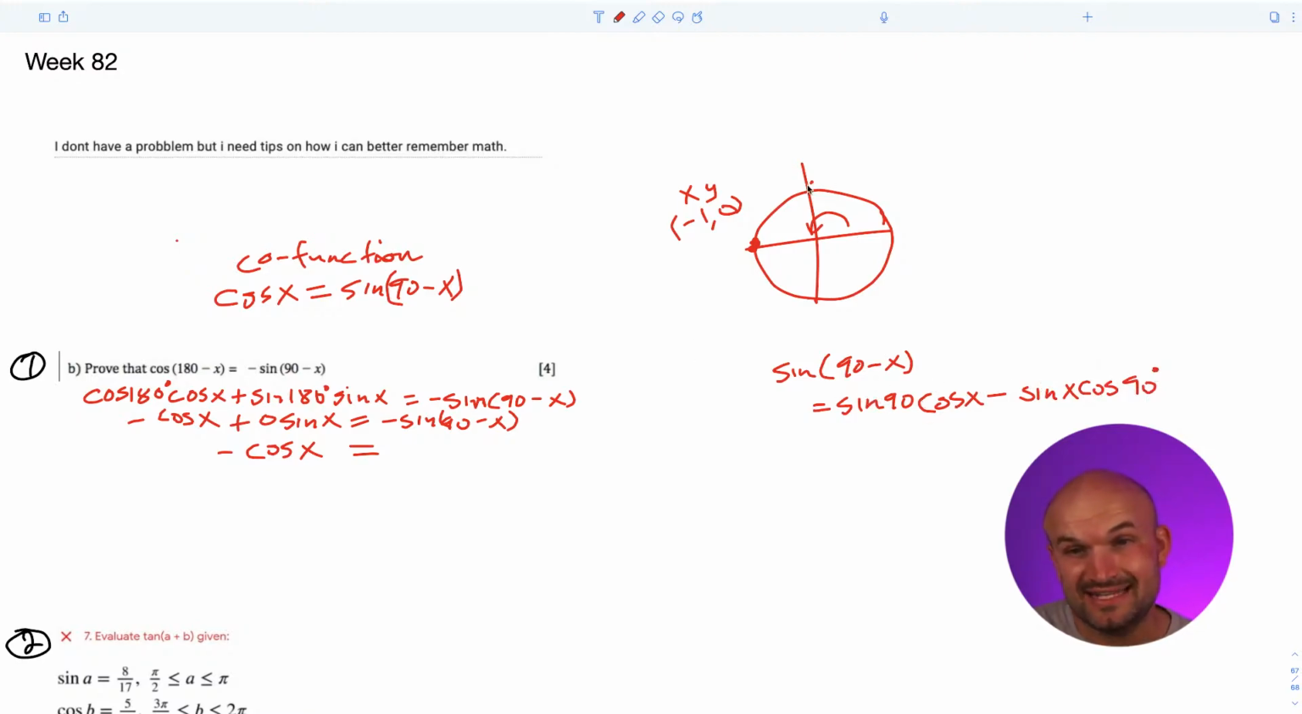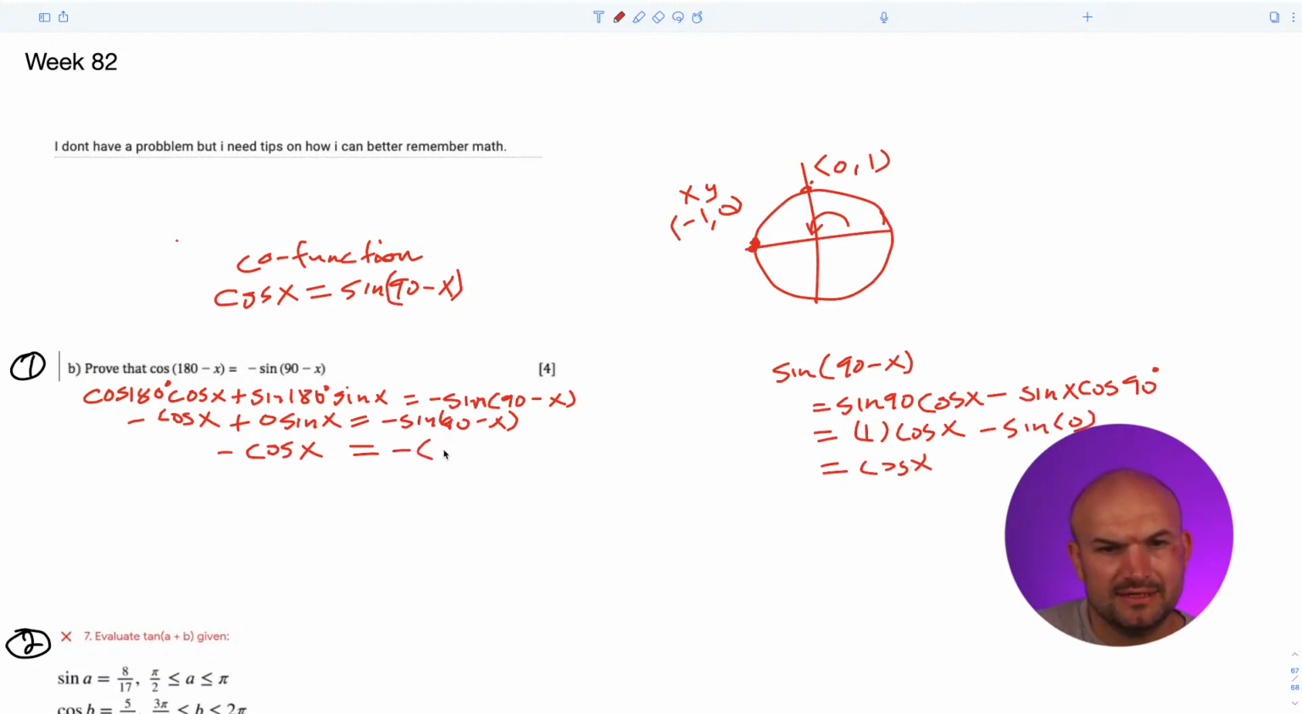Cosine of 90, now again, that's going to be 90 degrees right here, which is what, 0, 1, right? So the 90 degrees is going to be 1. So that's going to be cosine of x, and then cosine of 90, that's the x-coordinate, that's going to be 0. So therefore, you can see that that is just cosine of x.